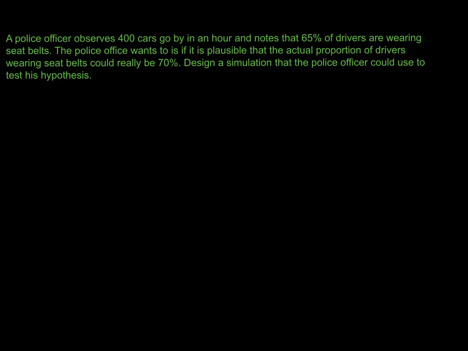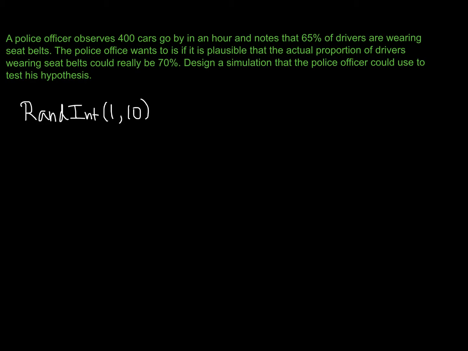All right, so what can you do? Well, you want to simulate 400 cars driving by and whether the driver in that car is wearing a seatbelt. And the true proportion, you're going to say, let's assume it's 70%. So how could you simulate one car driving by? Well, what you could do is select a random integer between 1 and 10.